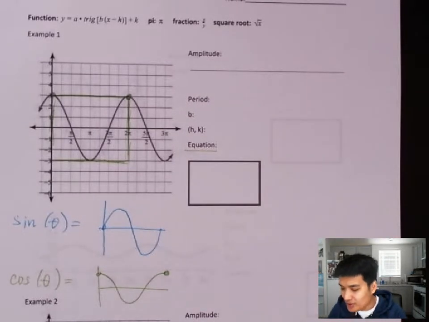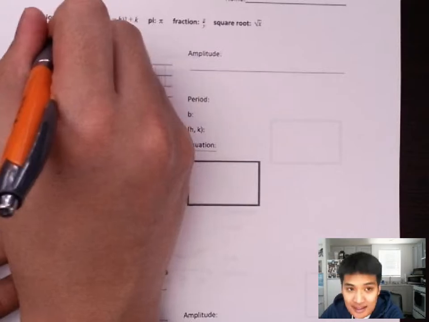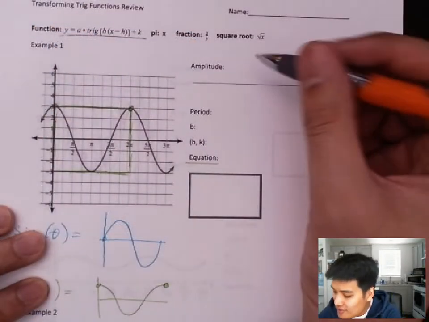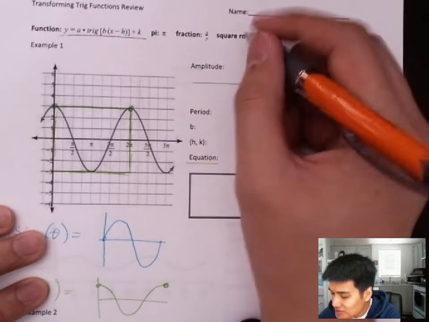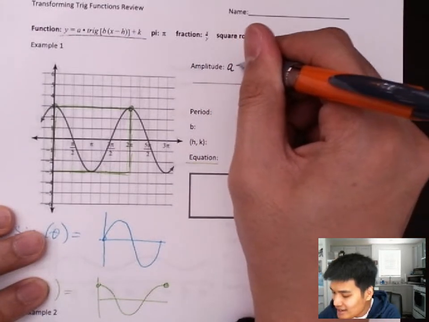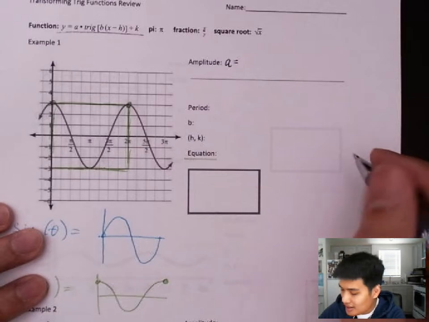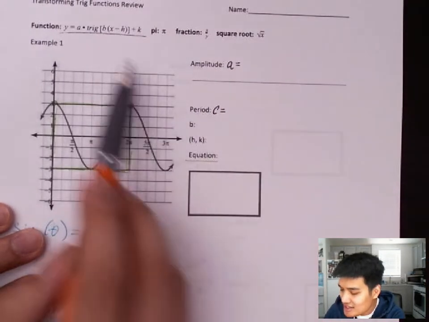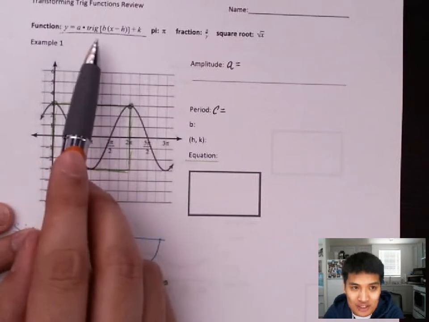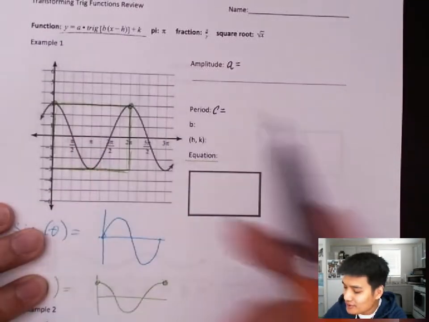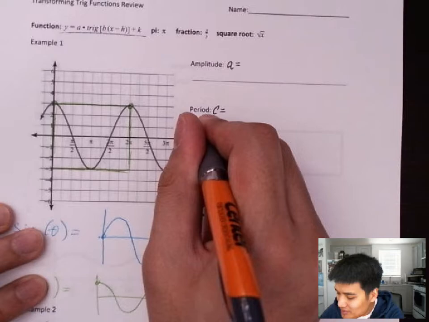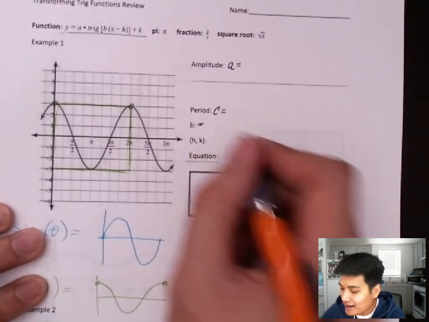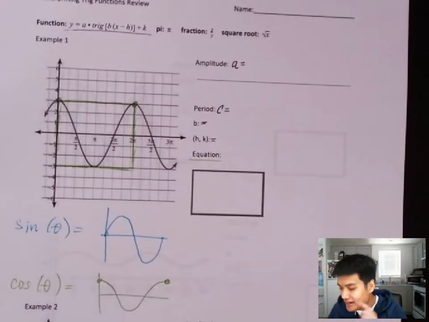So some of the components, as you can see, this is the entire function that we need. And some of the parameters we need, of course, is amplitude, which is valued as a. Period, we're going to denote this as c. And as you can see, it's actually not in our parent function here, or our graphing form. B, of course, we need that. That's in our equation here. And we need h and k. And we'll discuss what those exactly mean.